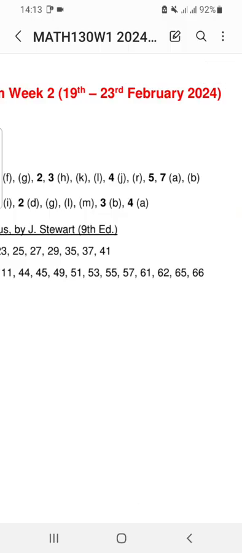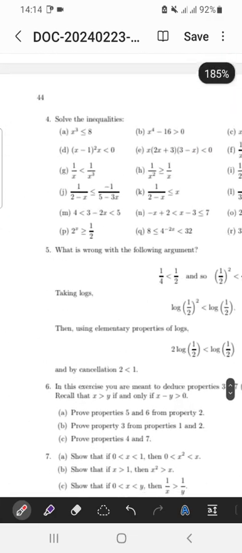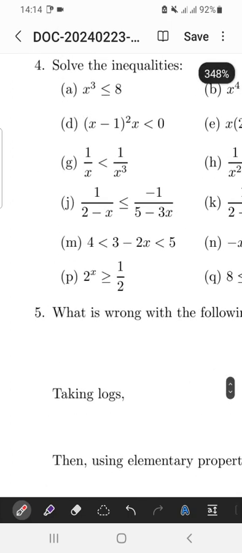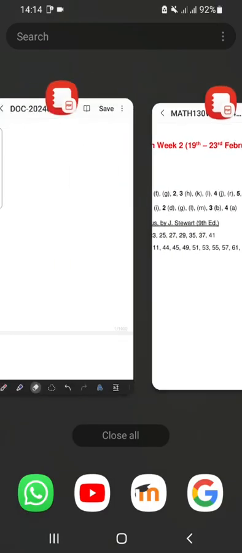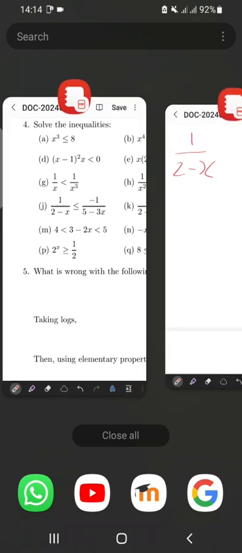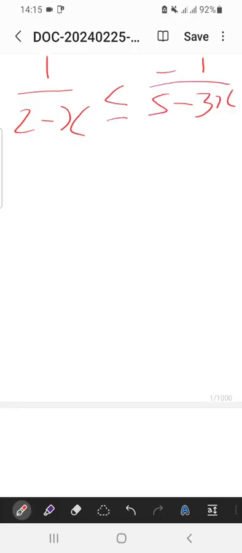Next question. What is 4j? Okay, 4j. As soon as you see this, it might look complicated, but it's very, very easy. So now I need space, right? So 1 over 2 minus x, let me rewrite it, okay? 1 over 2 minus x, less than or equal to. Okay, I never have space, so I rewrote it.